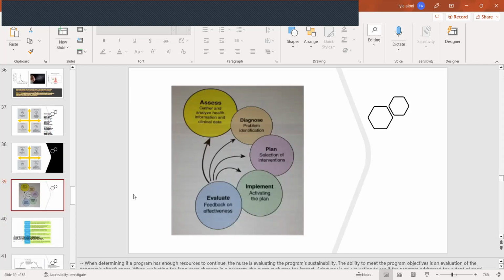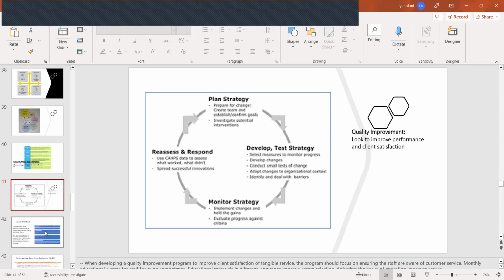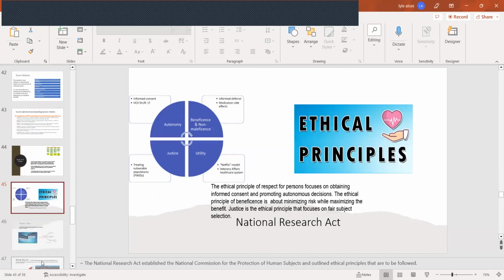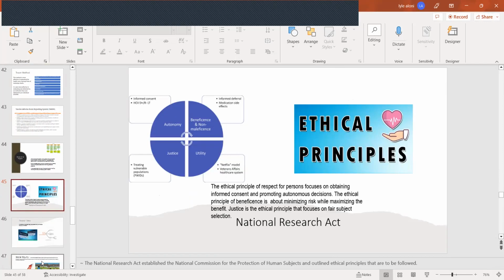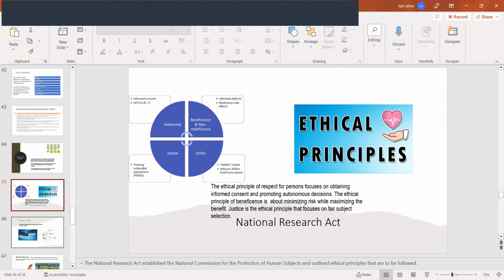Our different types of programs. We always think about ADPIE when we're doing our nursing: assess, diagnose, plan, implement, and evaluate. And then there are some other ones that I don't have. Okay, our ethical principles, remember our four major ones: utility, justice, autonomy, beneficence, and non-maleficence. And know which each of those are, and we talked about those tonight.